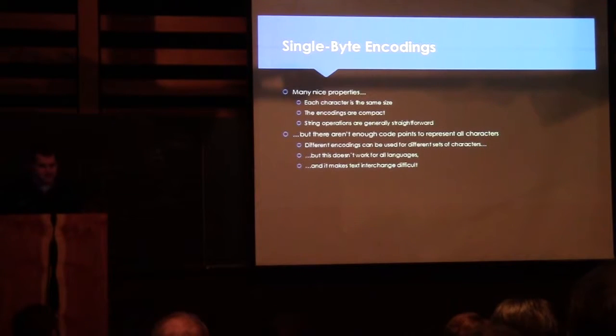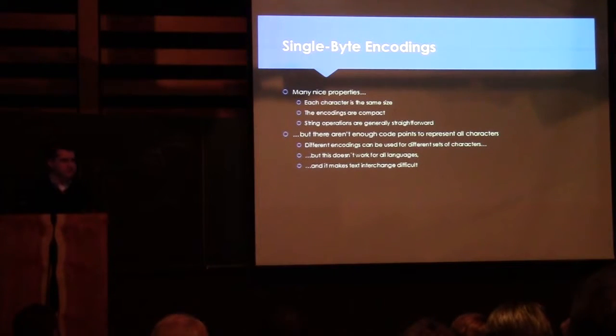So single byte encodings have a lot of nice features. Each character is the same size. For languages that have only a small number of characters, the text is very compact. String operations are generally very straightforward. Since you have a small number of characters and they're really well defined, functions like toUpper or isDigit are really simple to implement, and they're really simple to understand.